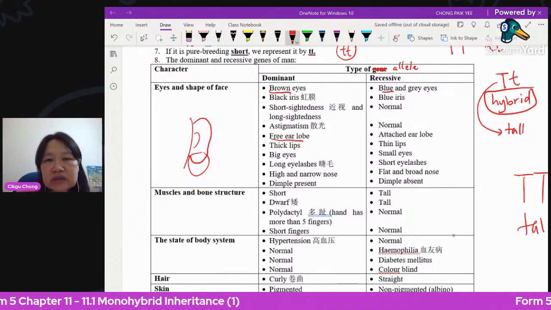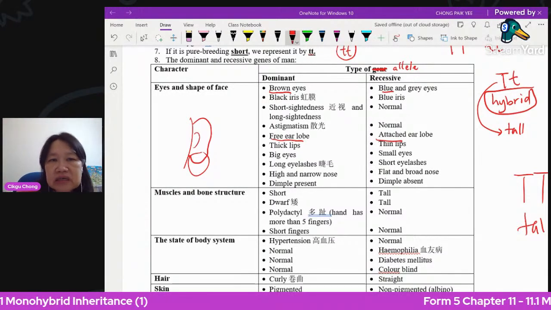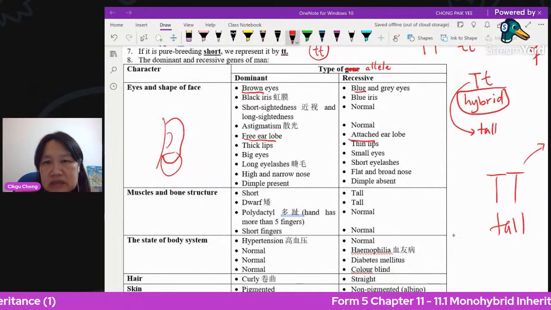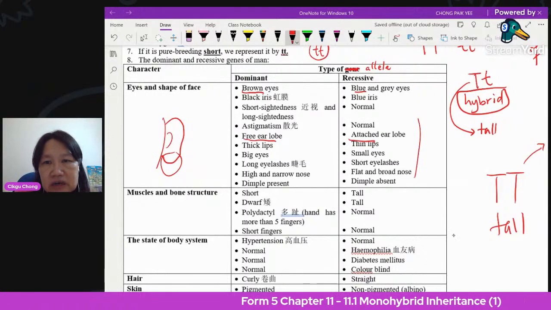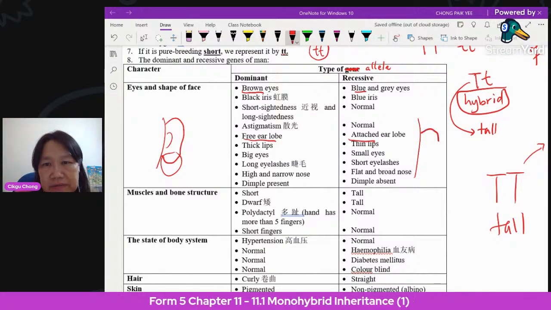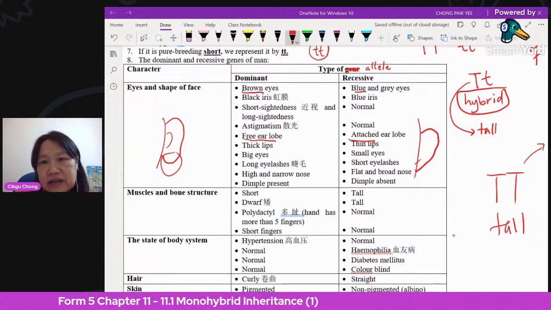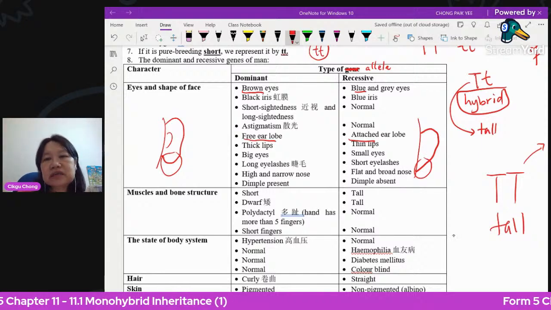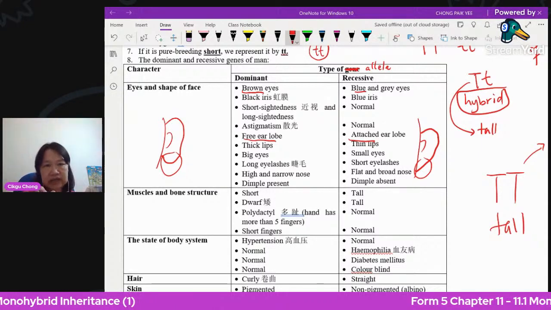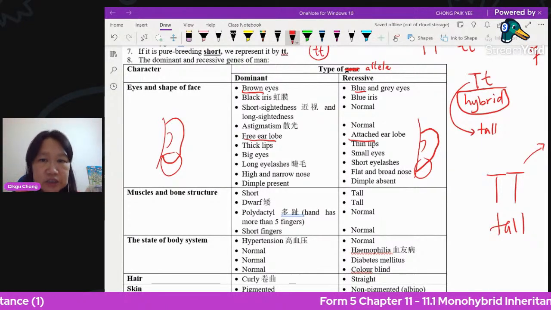The other one is called attached earlobe. That means the ear is like this, the earlobe is like this. So this is the side of the face. Some people, the ear is like that one. You see, it goes right in like that. There is no lobe. This is the ear. The ear that goes right in like that is called attached earlobe.